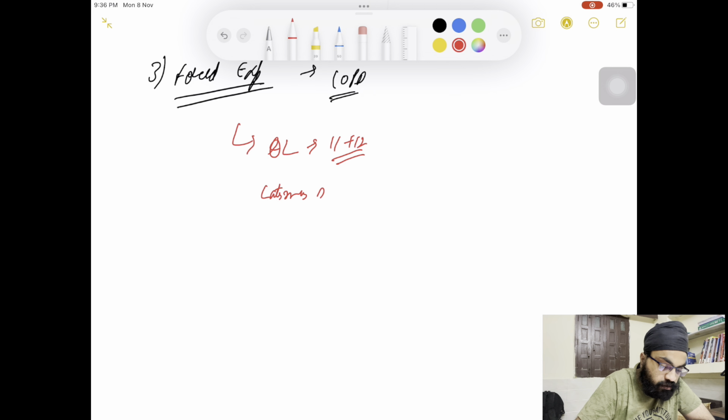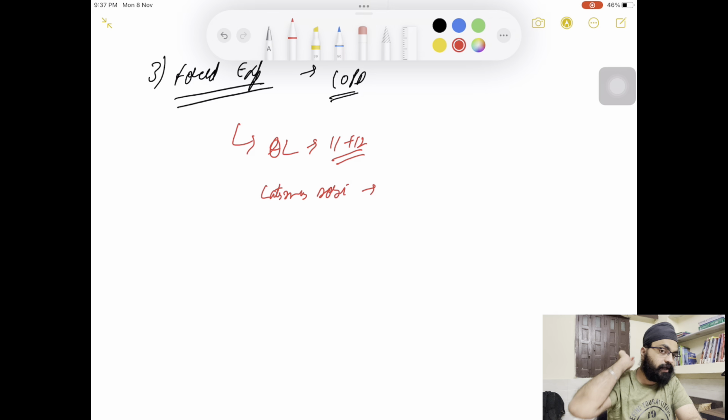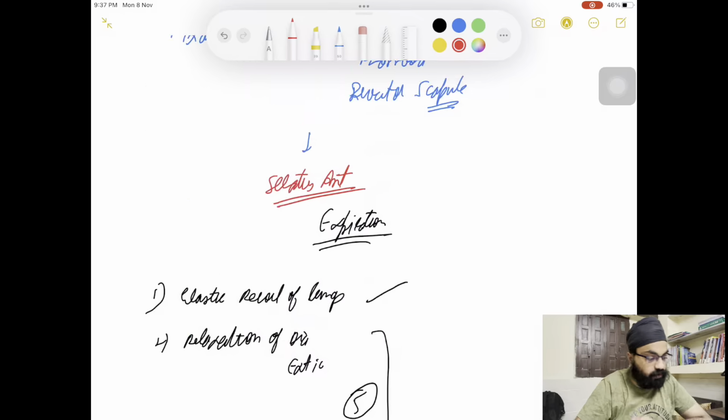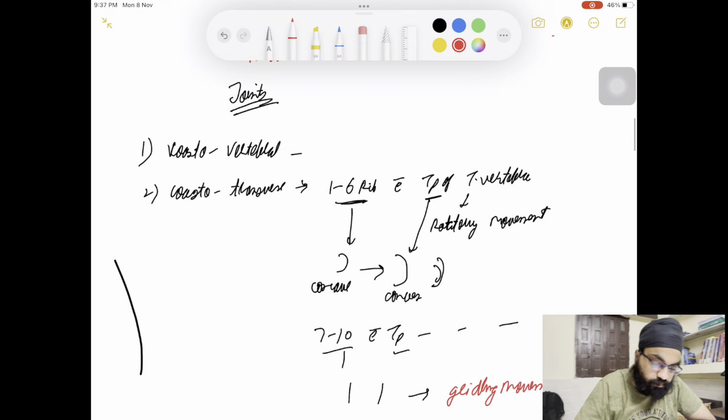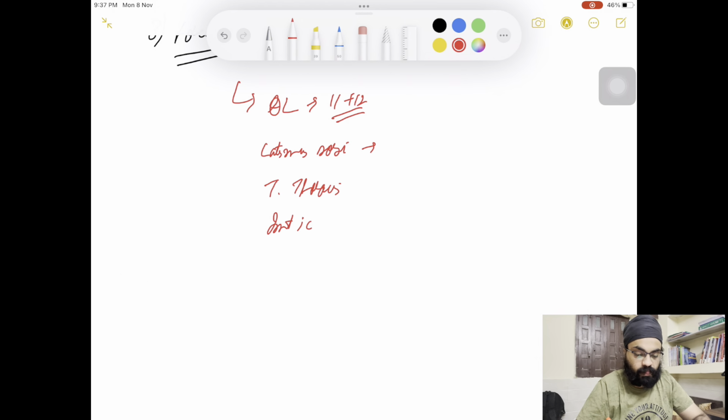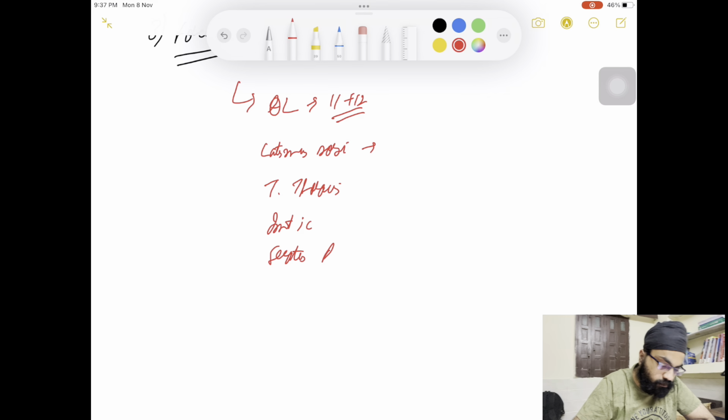You have latissimus dorsi. This one is basically pressing your back, the posterior aspect, forward in order to contract the lungs. Then there are certain other muscles like transversus thoracis, internal intercostals, and one more. Let's just come back and see which one that was. Serratus posterior inferior. So these will lower the ribs.